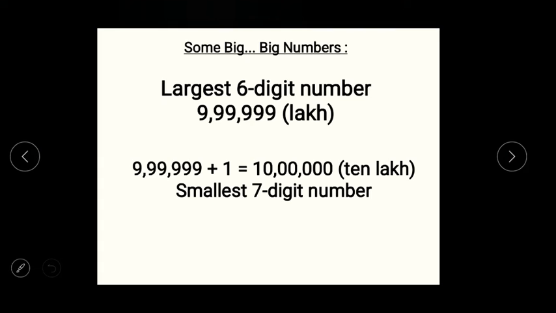Then we have some big numbers. We have already seen in the objective that 6-digit numbers are known as lakhs. The largest 6-digit number is 9,99,999. Okay students? If we add 1 to the largest 6-digit number, we get the smallest 7-digit number, that is 10 lakh, a 1 with 6 zeros. Okay?